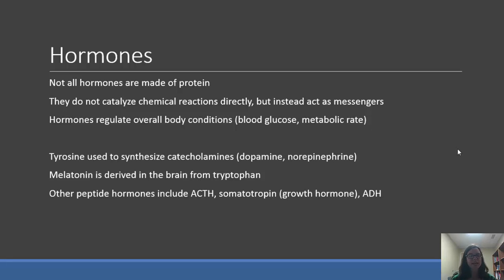And then here are some other examples. The amino acid tyrosine is used to synthesize catecholamines. Melatonin is derived in the brain from tryptophan, and other peptide hormones, including the adrenocorticosteroid hormone, our growth hormones, and our antidiuretic hormones, are also peptide hormones.